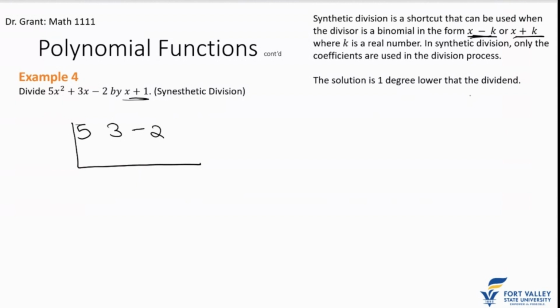So in this instance, when we are using synthetic division, we take k as the opposite of what's there. So here, what our divisor is going to be is -1. So the opposite of +1 is -1. And that's going to go here. What do I do first? I bring down my 5.